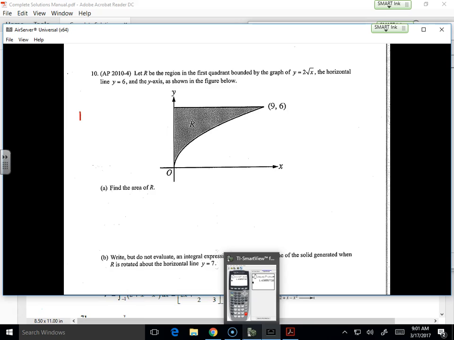P.S. Guess what? He's a non-calculator. I like number 10, letter B, for what I'm trying to illustrate.